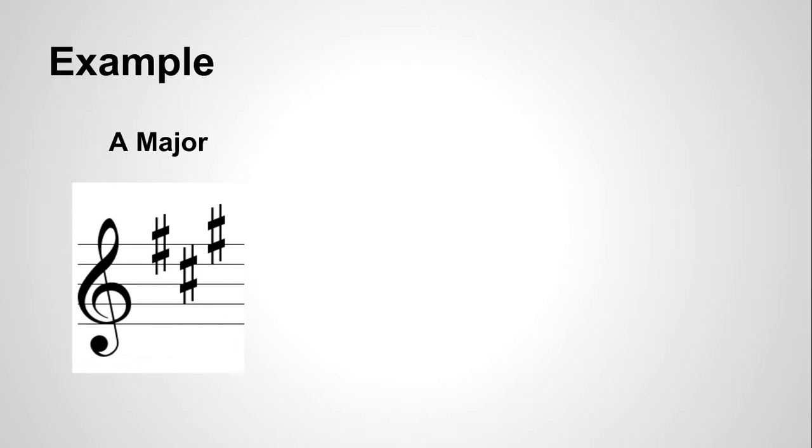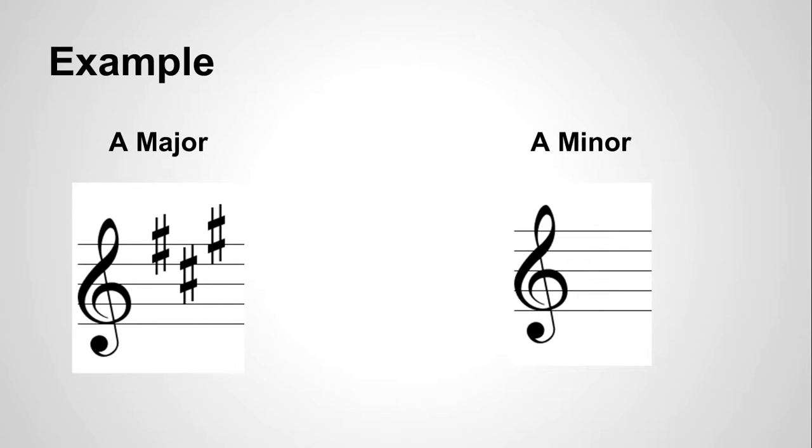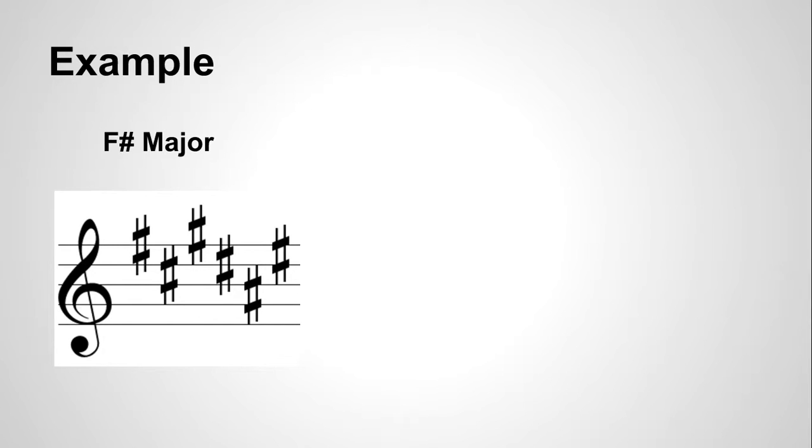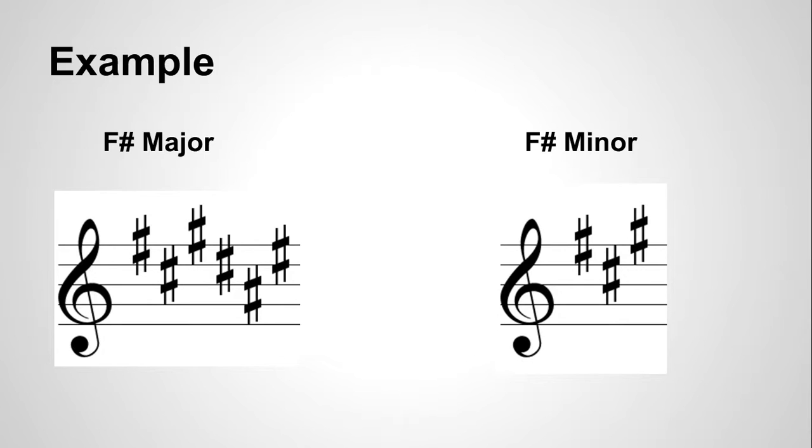Now let's look at these on key signatures and see if you can figure out the pattern here. We'll do a few examples. A major, 3 sharps. What's A minor? No sharps, no flats. What's the pattern? Here's another example. F sharp major. Hopefully you've memorized this and you remember that F sharp major has 6 sharps. What does F sharp minor have? 3 sharps.